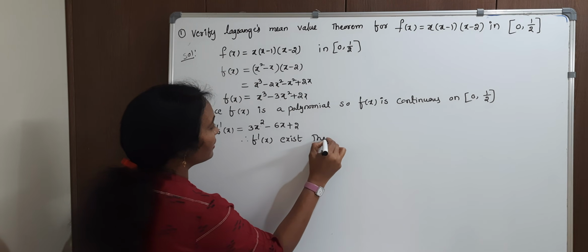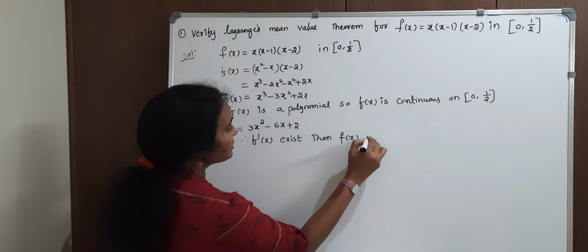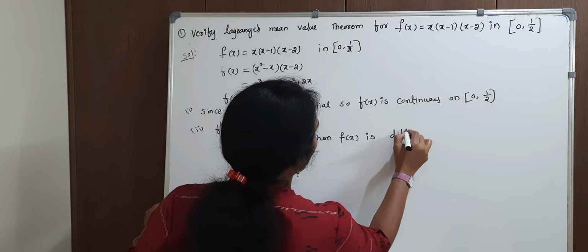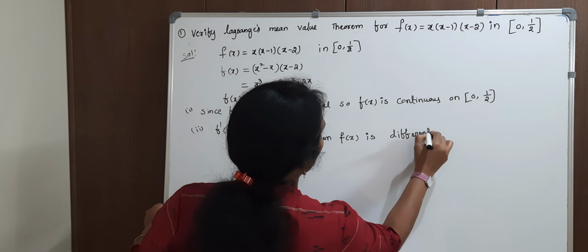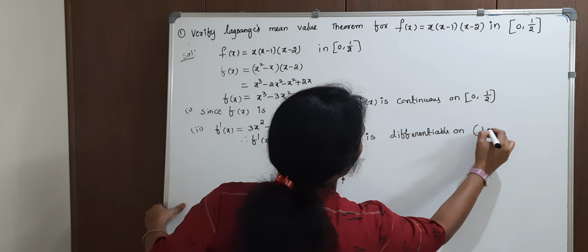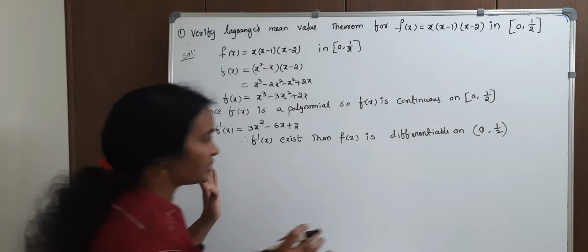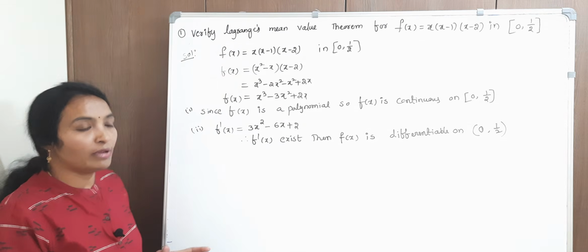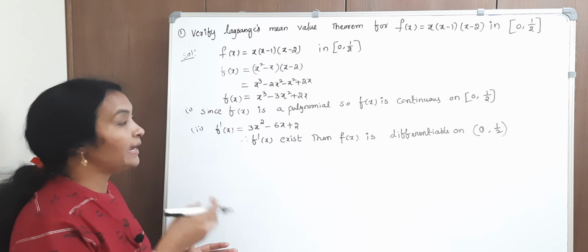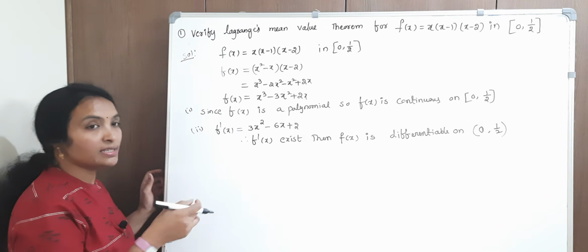Then f of x is differentiable on the open interval 0, half. That's it, our two conditions are done. Then next, what we have to do: if there exists any c that belongs to a comma b, f dash of c equals what, f of b minus f of a.